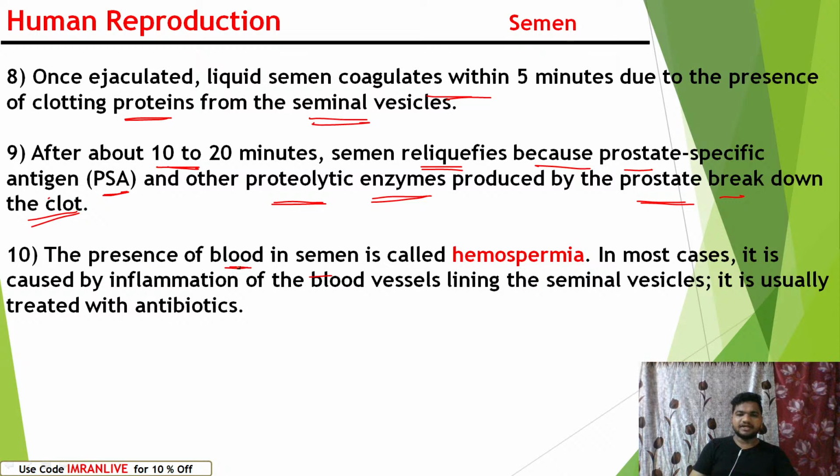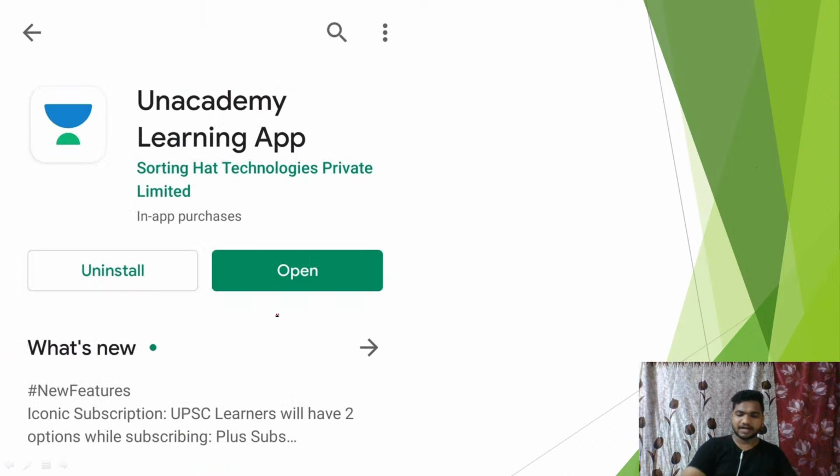The presence of blood in semen is called hemospermia. Sometimes, due to inflammation, the semen also contains blood. During ejaculation, we can observe blood also being released, which we call hemospermia. In most cases, it is caused by inflammation of the blood vessels lining the seminal vesicles. It is usually treated with antibiotics. By using antibiotics, we can control that, right?